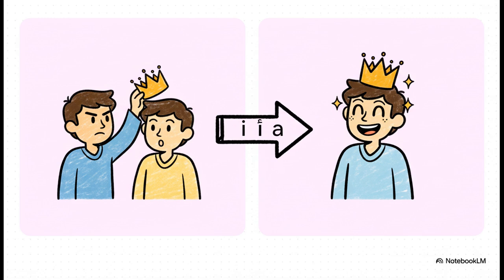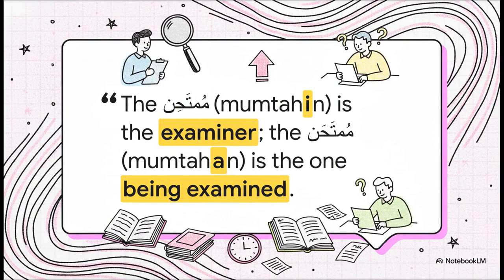It's amazing. And if that hasn't quite clicked yet, this real-world analogy is going to lock it in for good. A mumtahin, with that i sound, is the examiner, the person giving the test. A mumtahan, with the ah sound, is the examinee, the person being examined. It's the same root, the same structure, but that one little vowel completely changes your role in the room.